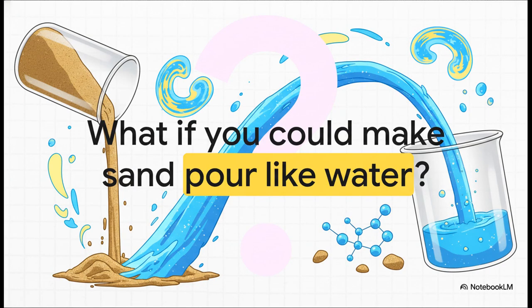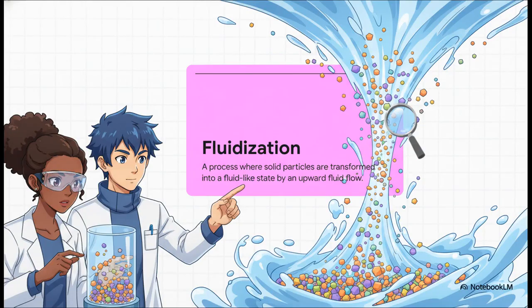What if you could take something totally solid and grainy, like a pile of sand, and get it to pour out of a beaker with the same smooth flow as water? Sounds impossible, right? Well, that's exactly the wild idea we're going to unpack today. And the scientific name for this bit of magic is fluidization.